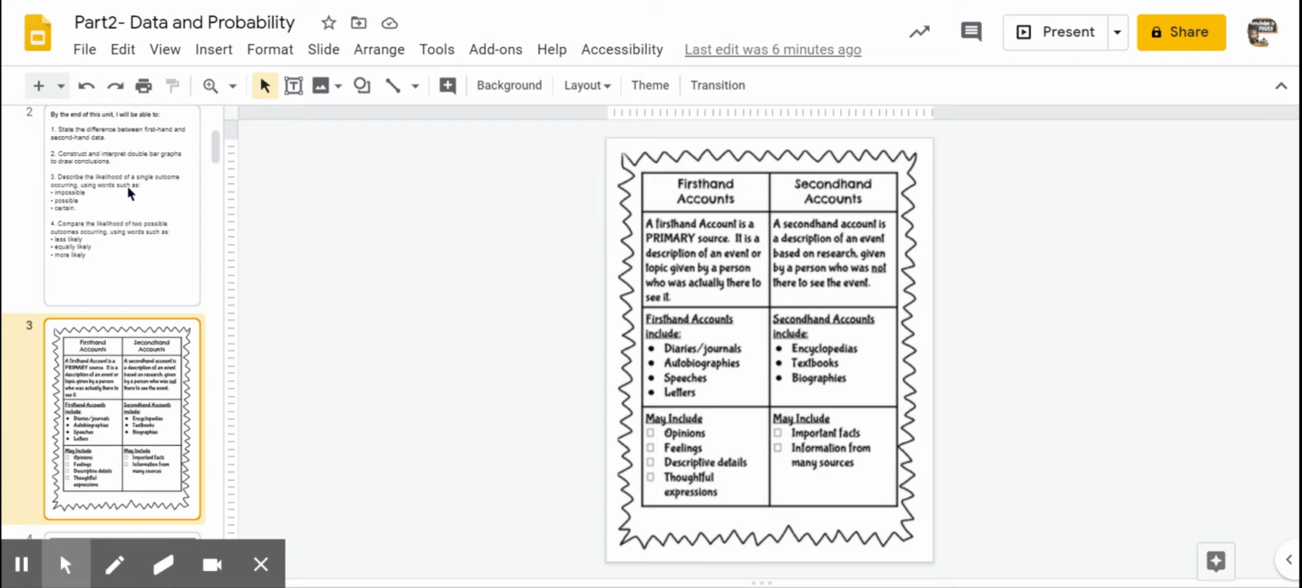First-hand data is what you are doing yourself. You're collecting the data yourself. So it could be things that include journaling or speeches or letters, and it may include opinion, feeling, or things like that. Second-hand is you're getting it from some kind of source. It could be from a website or a government or a book or things like that. And it's like important facts, and it could include many different information.